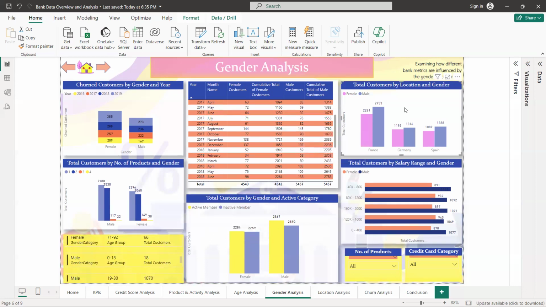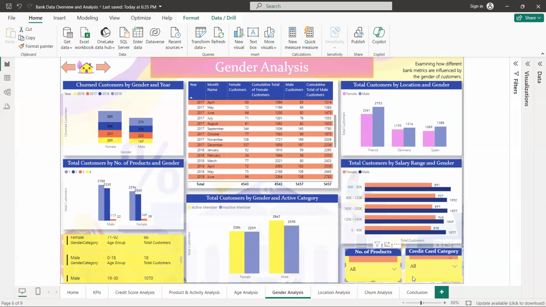And the next chart displays the total number of customers segmented by location and gender. Okay, and then comes a clustered bar chart that shows the total number of customers segmented by salary range and gender. Most customers fall within the middle salary ranges.